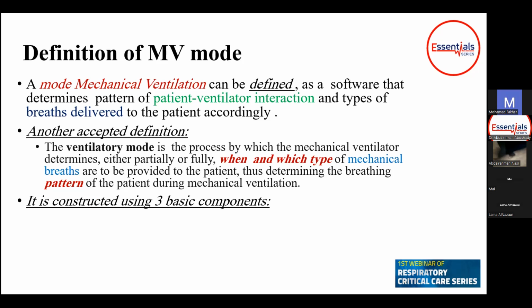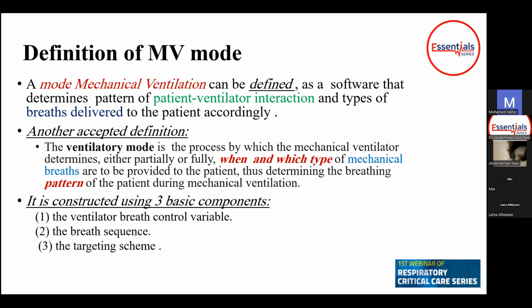So defining a mode consists of three basic components. First, the ventilator breath control variable. What is the control variable of this mode? Do we control the volume or do we control the pressure? Secondly, the breath sequence. What types of breath can this mode give? Does it give spontaneous breath or mandatory breath or both? And the targeting scheme. And this is a very essential issue we are going to discuss now.